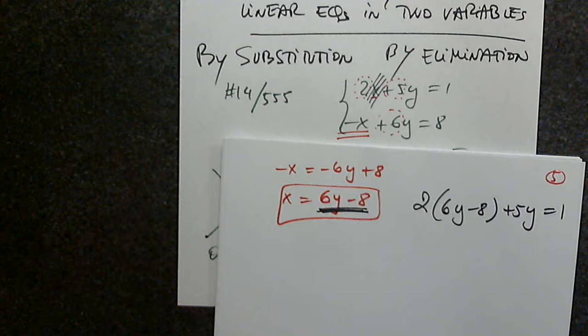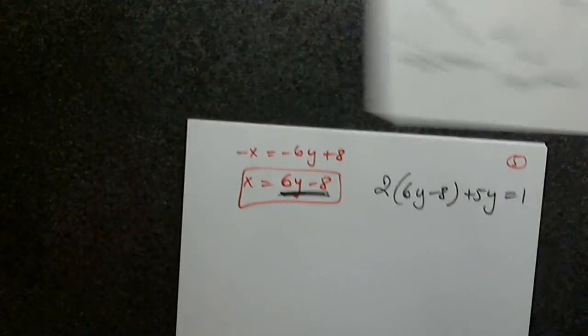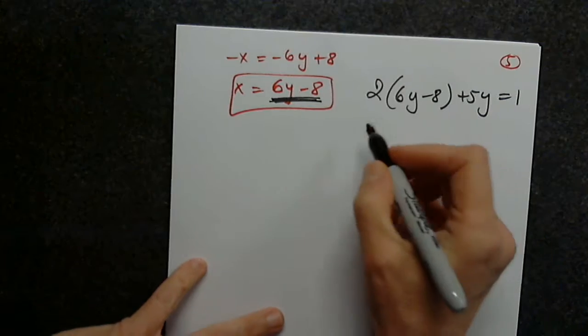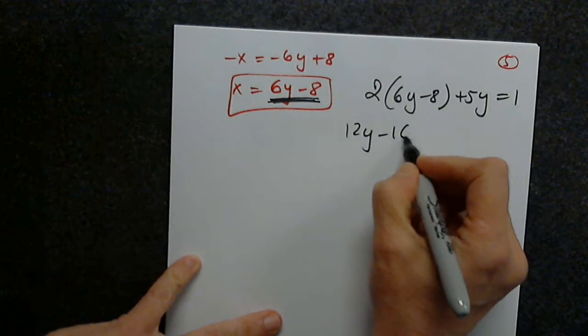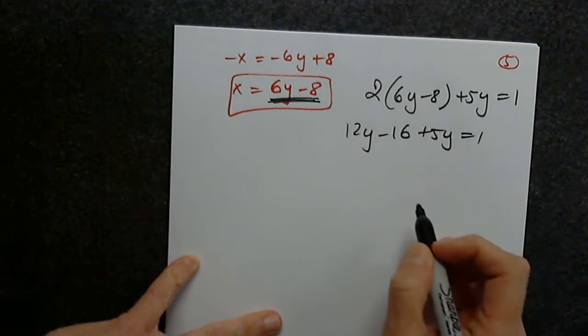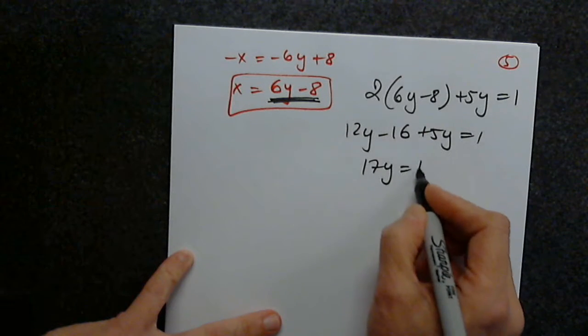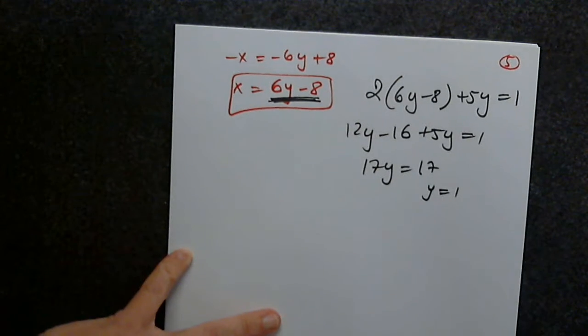So all we did was a simple algebraic manipulation that allowed us to create an equation with one variable, which we know how to solve. It's linear. So what will I have to do? Obviously, I will have to distribute, of course. So that's 12y minus 16 plus 5y equals 1. So 17y equals 17, so y equals 1.